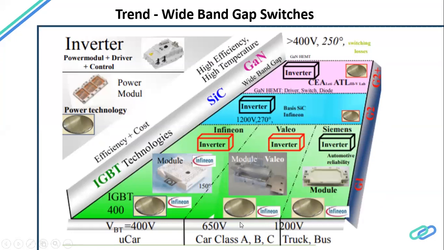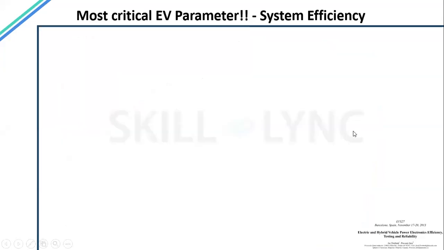So this is the overall trend you can see. Definitely SiC or GaN are the way forward. You can see the voltage is also much better, and the efficiencies and temperature sustainability of the wide band gap switches are much higher. So we are moving slowly towards that region.